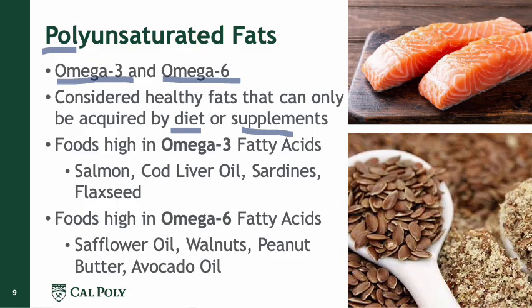Foods high in omega-3 are, for example, salmon, cod liver oil, sardines, and flaxseed. And foods high in omega-6 fatty acids are safflower oil, walnuts, peanut butter, and avocado oil. So in general, if we have a variety in our diet that combines all the types of fats, we keep a balance, and that's very important.